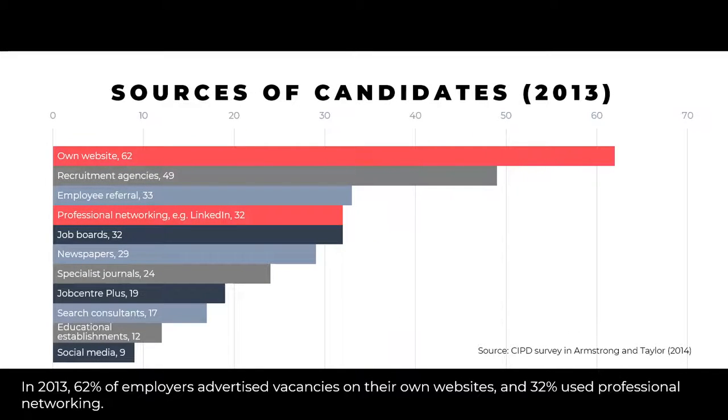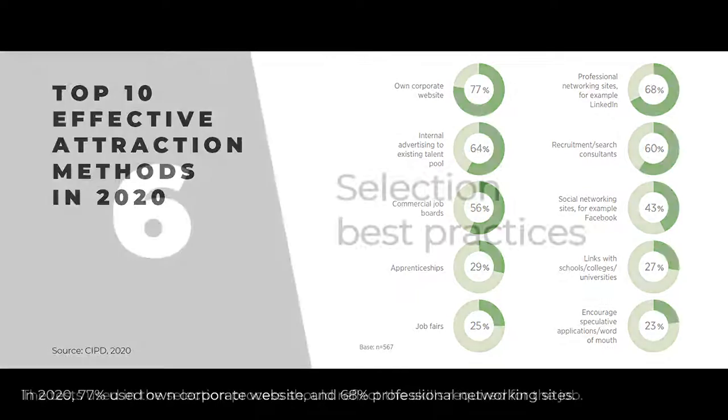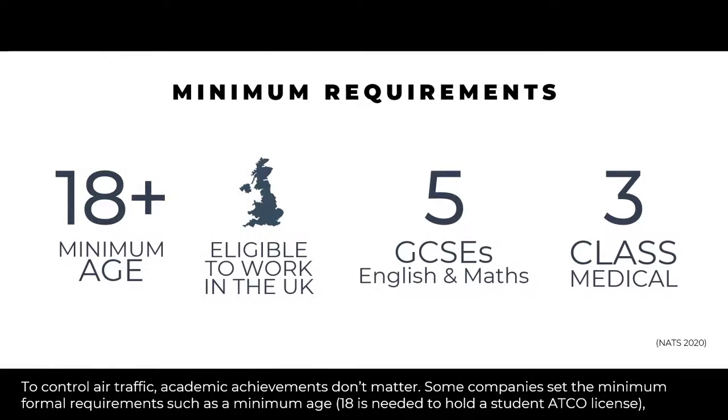In 2013, 62% of employers advertised vacancies on their own website and 32% used professional networking. In 2020, 77% used their own corporate website and 68% professional networking sites. The tests used in the selection process should reflect the skills required for the job. To control air traffic, academic achievements don't matter.